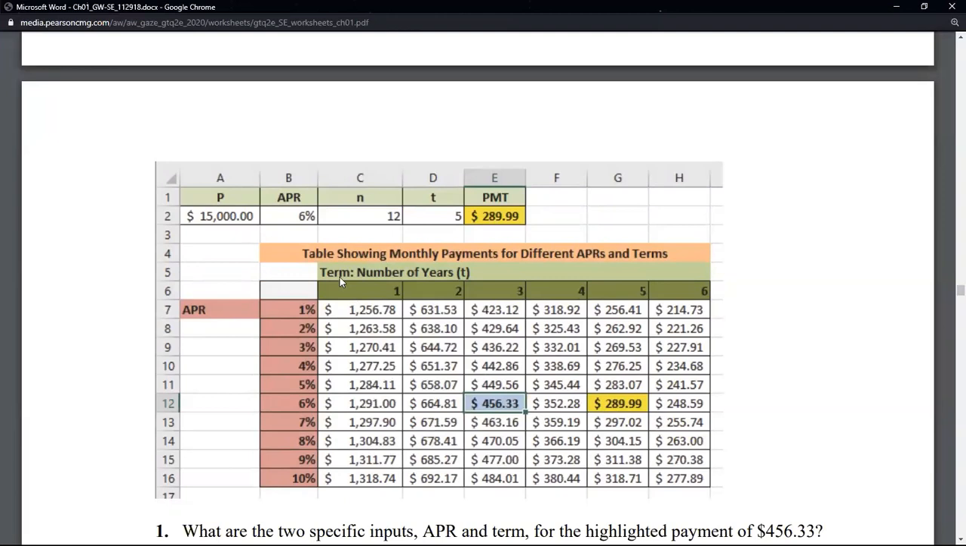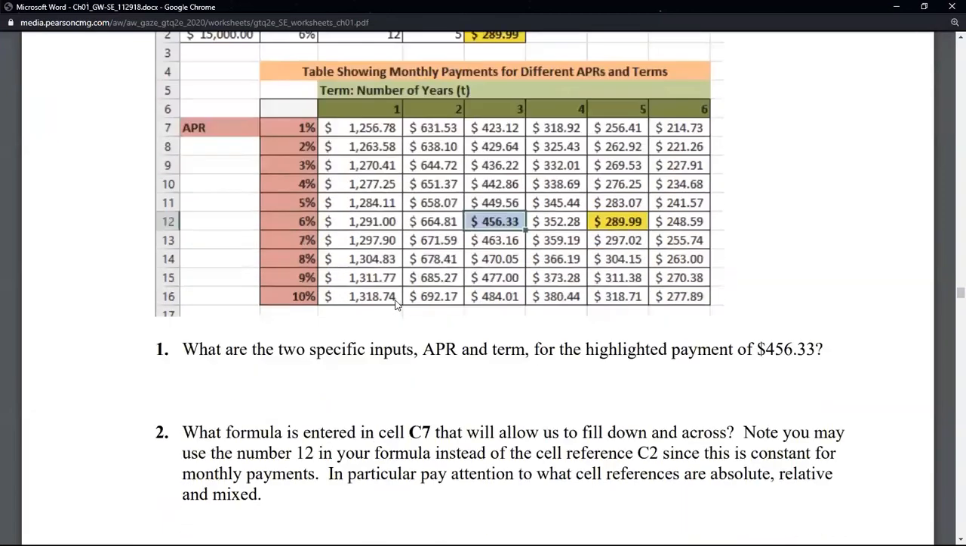So this is where we're getting to our discussion board, and we're going to close out with this. For question 1, what are the 2 specific inputs, APR and term, for the highlighted payment of $456.33? So for this one, what APR are they using to calculate this, and what length of time? That's what they mean by term. How many years for that highlighted payment?